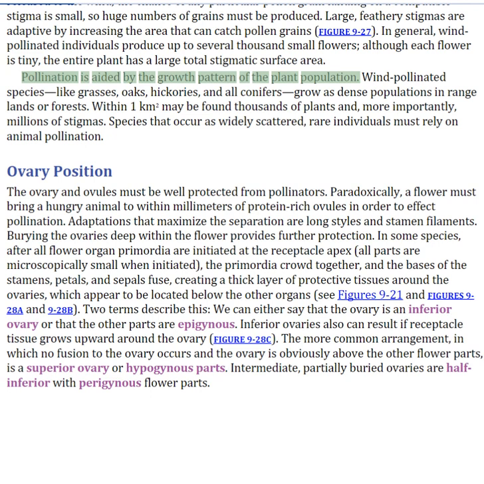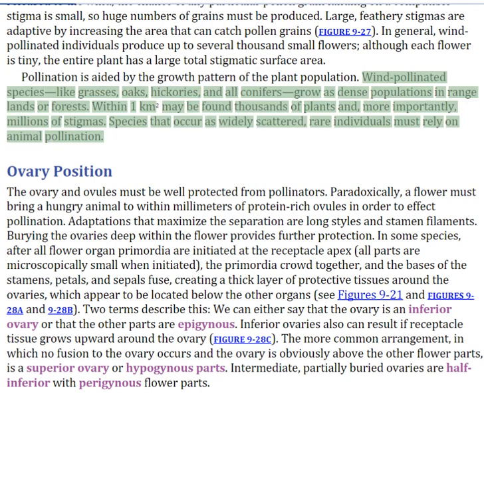Pollination is aided by the growth pattern of the plant population. Wind-pollinated species, like grasses, oaks, hickories, and all conifers, grow as dense populations in rangelands or forests. Within 1 kilometer may be found thousands of plants and, more importantly, millions of stigmas. Species that occur as widely scattered, rare individuals must rely on animal pollination.